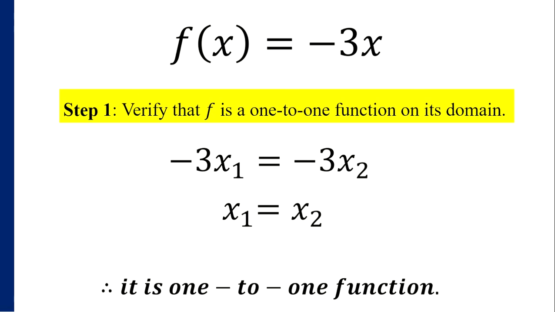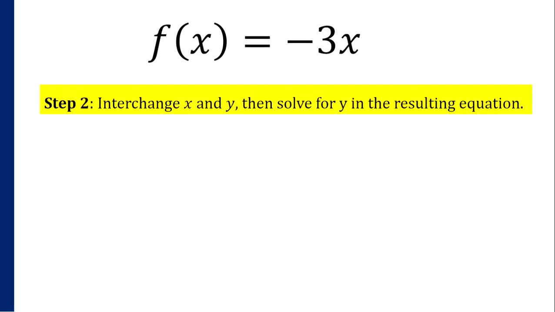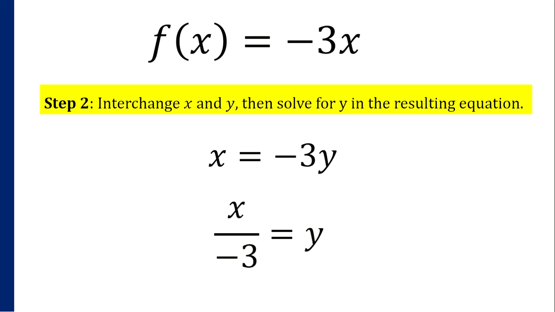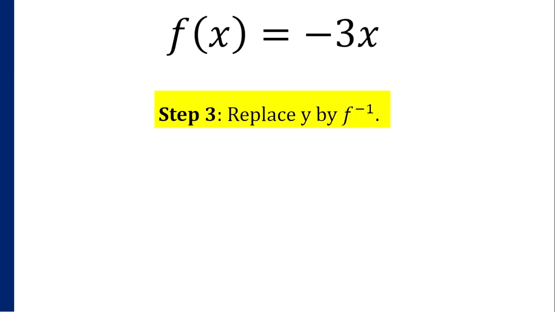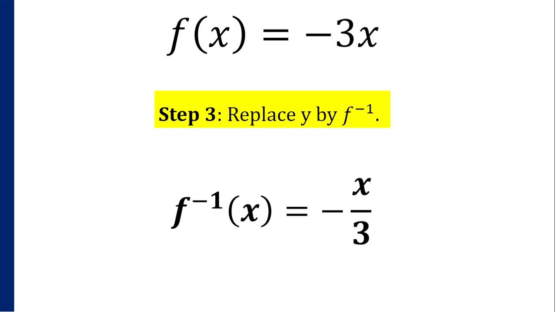Now, interchange x and y, then solve for y in the resulting equation. So f of x is just y. Interchange that, so x is equal to negative 3y. Dividing both sides by negative 3 will obtain y is equal to x over negative 3, or negative x over 3. Then replace y by f inverse, so that we'll have now our inverse function. So the inverse of negative 3x is negative x over 3.